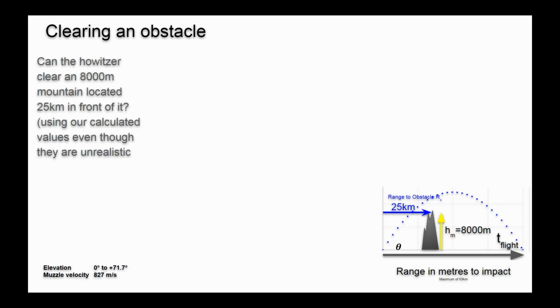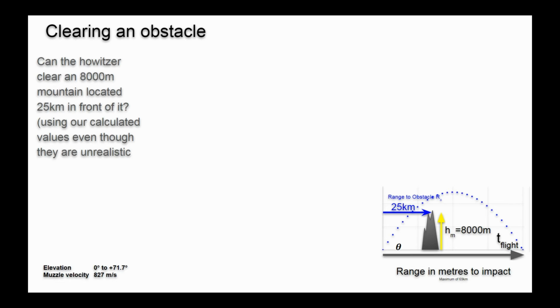Let me modify the numbers so we can calculate a clearance. So behind the scenes, I have to toy with my numbers to make it work. So we'll rephrase the question. Can a howitzer clear an 8,000 meter tall mountain located 25 kilometers in front of the gun? And we will use our calculated values even though they are unrealistic.